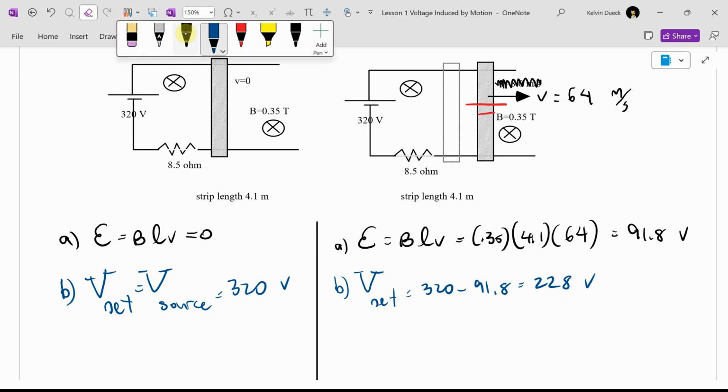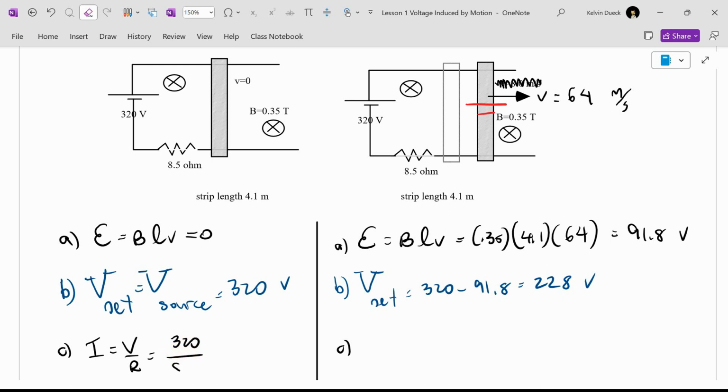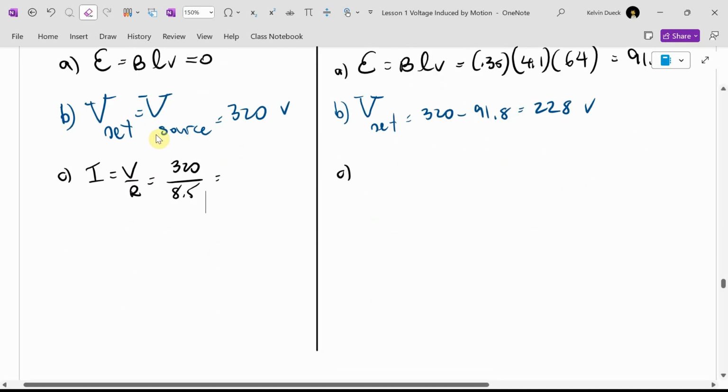Ethan, what's C want me to find? Okay. Current is V over R. It's going to be 320 divided by 8.5. What'd you get? Ethan, what'd you get? 37 point.